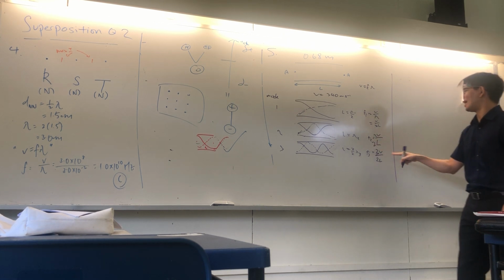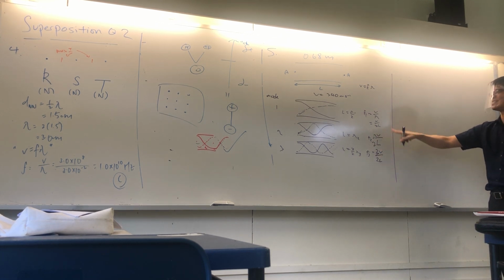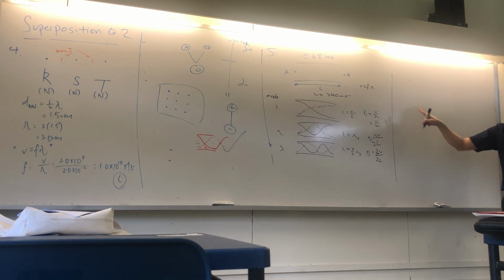This is 2v over 2l. So it's 1v over 2l, 2v over 2l, 3v over 2l. Okay, so it's nv over 2l. Okay, can. Sorry, don't judge me, okay?